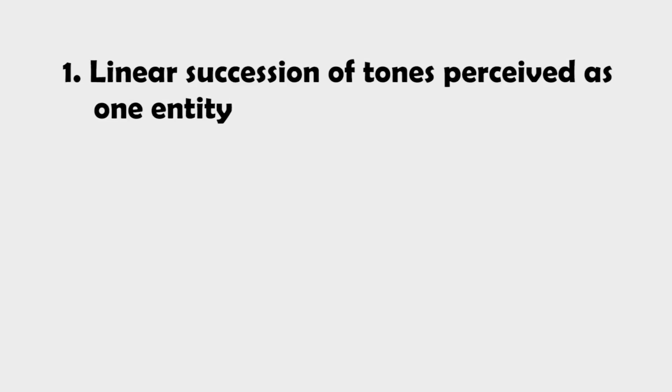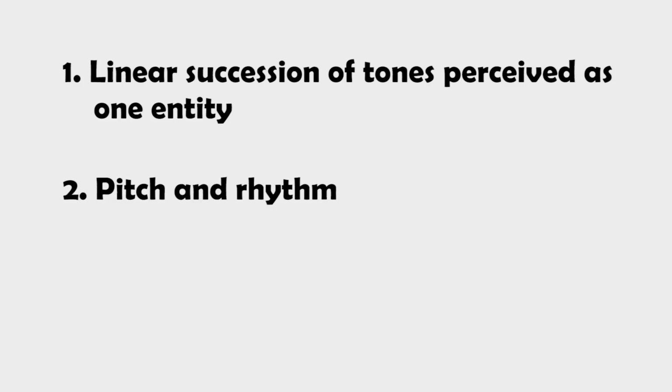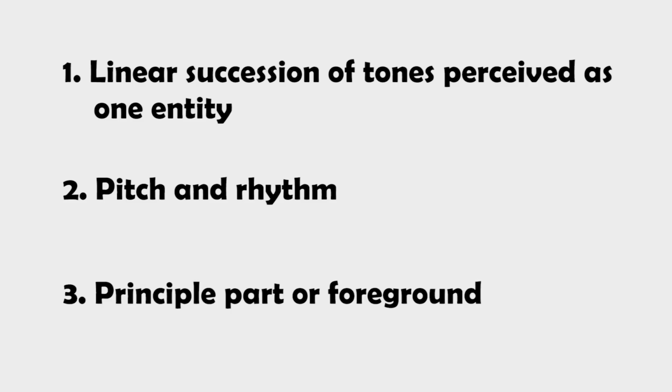Let's begin. There are a number of different definitions for melody, so I just kind of pulled pieces from the ones that I liked and threw them together in this kind of flowy monster of a definition. Melody has these three characteristics. 1, a linear succession of singular musical tones that is perceived as one entity. 2, combination of pitch and rhythm. 3, the principal part or foreground of our piece. So what does each of these mean? Let's break it down.